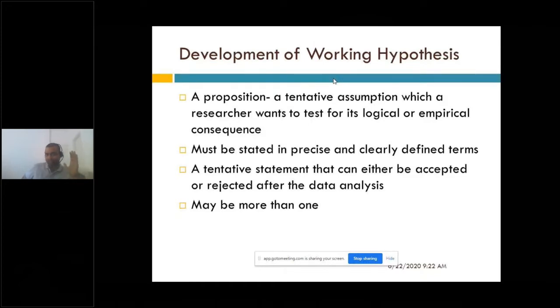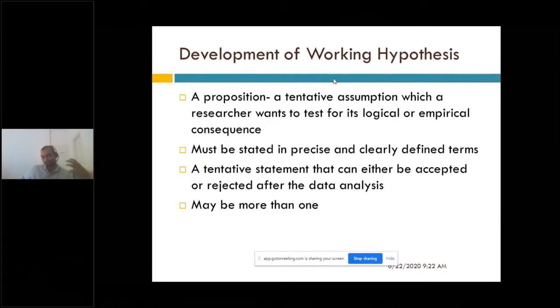And when we talk about a statistical hypothesis, it should have a relationship between variables. An assertive statement or a negative statement, it can't be a question. It is only an assertive or negative statement which we are trying to test. See, a tentative statement that can either be accepted or rejected after the data analysis. So we have two types of hypothesis: null hypothesis and alternate hypothesis.